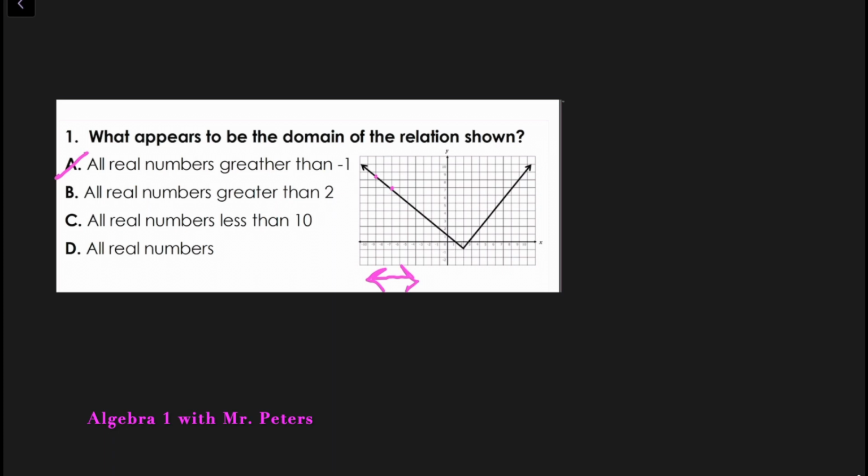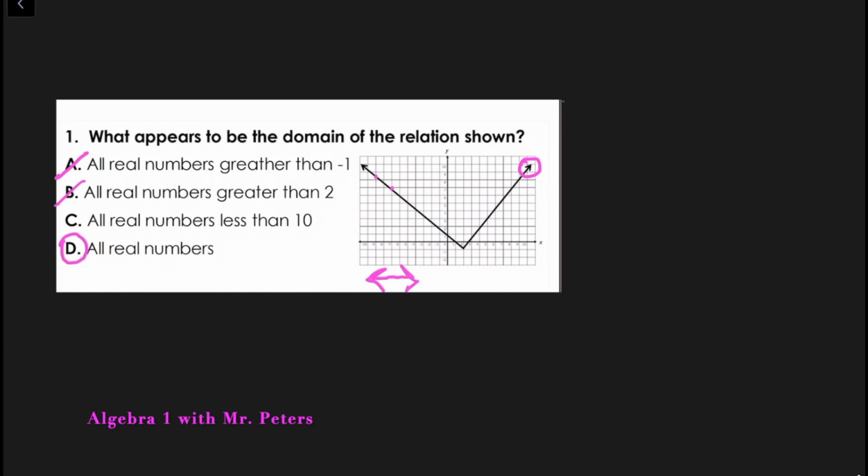All real numbers greater than 2. We just said that we have negative numbers, so that has to be false. All real numbers less than 10. Well, guys, if we look at the right side of this, remember that those arrows let us know that that line is going to continue on, meaning it's going to pass 10, go to 11, 12, 1,000, so on. So that is also wrong. Our correct answer should be all real numbers. As we follow that graph, it's going to stretch further across that x-axis as the graph goes on.